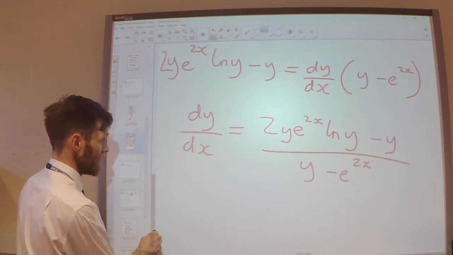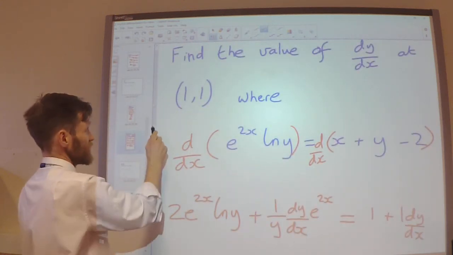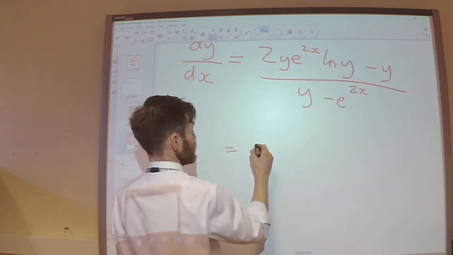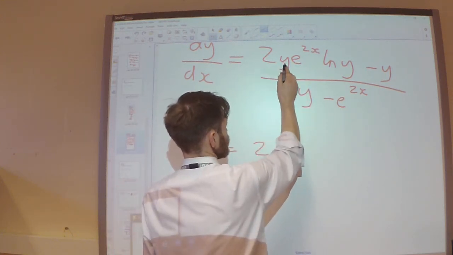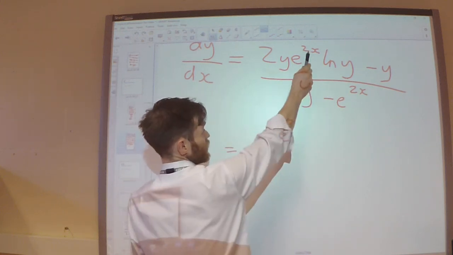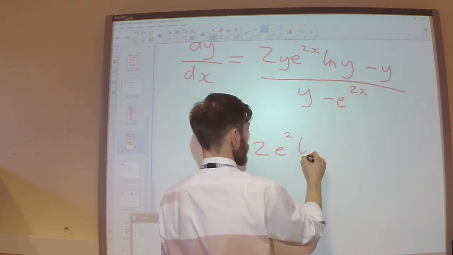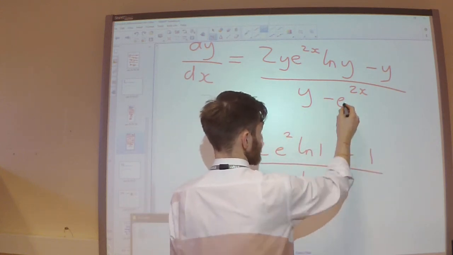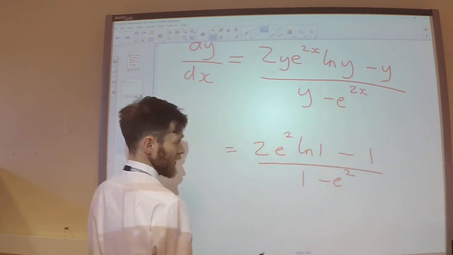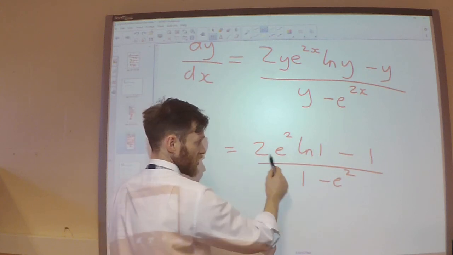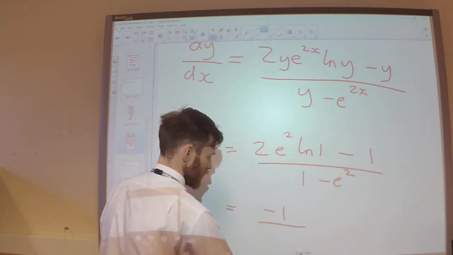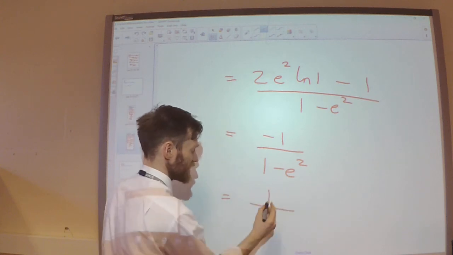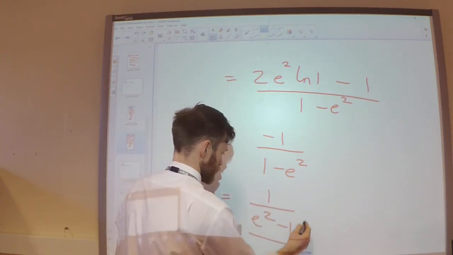Now what I would need to do is substitute the coordinate in, because it said the value. So substitute the coordinate 1, 1 into this. So 2 times e to the power 2, so 2 times 1 times e squared, times ln 1, minus 1, all over 1 minus e squared. Now actually ln 1 is 0, so this whole thing is 0, so I get minus 1 over 1 minus e squared, which I could write a little bit more nicely, as that. There we go.